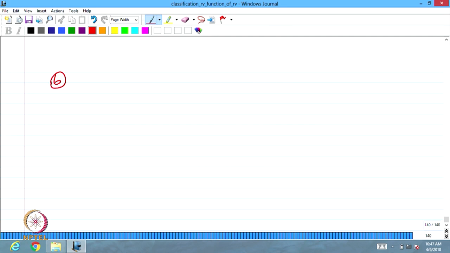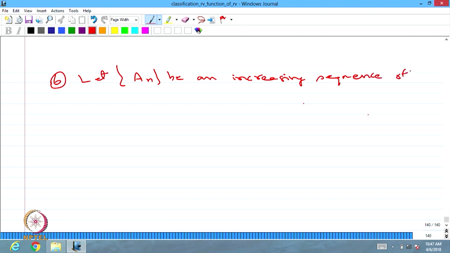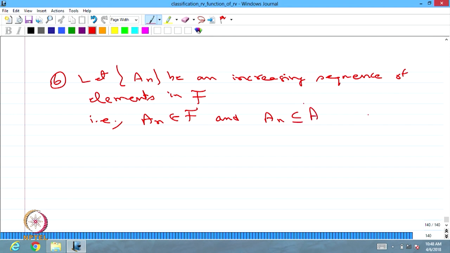The next result: let A_n be an increasing sequence of events, or elements, in F. The elements in F are nothing but the events. So let A_n be an increasing sequence of elements in F, that is, A_n belonging to F and A_n is contained in A_{n+1} for all n = 1, 2, 3 and so on. That is the meaning of an increasing sequence of elements in F.